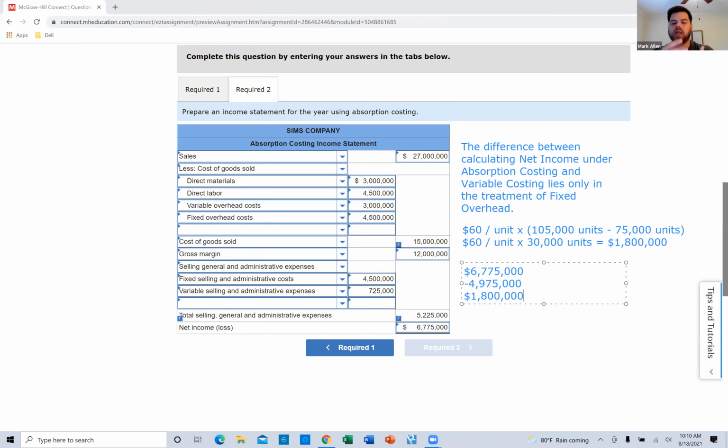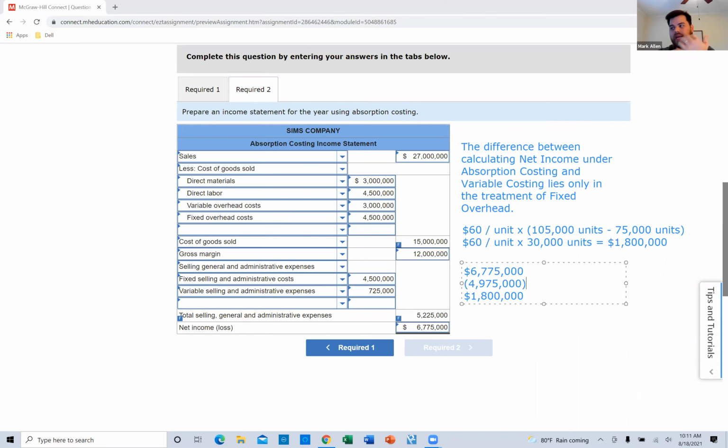So we've now explained the difference between these two methods. It is entirely because of how we treat that fixed overhead. That is the only change, and you can see the dramatic impact that it can make whenever we're actually looking at net income. Now, what does this tell us on a more broad scale? Well, if I'm evaluating my management with an absorption costing income statement, I can probably manipulate that pretty easily.